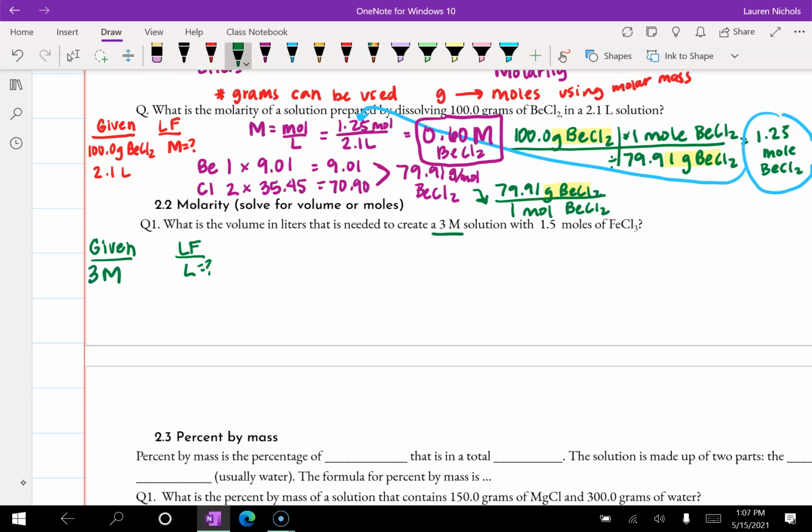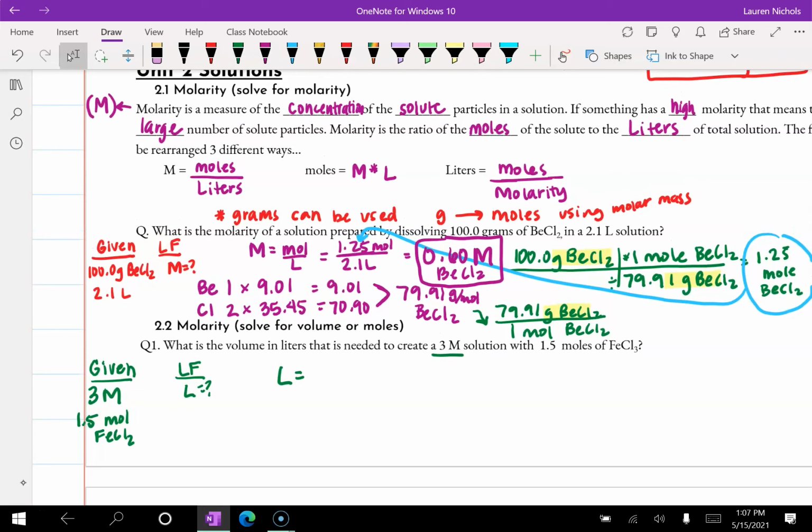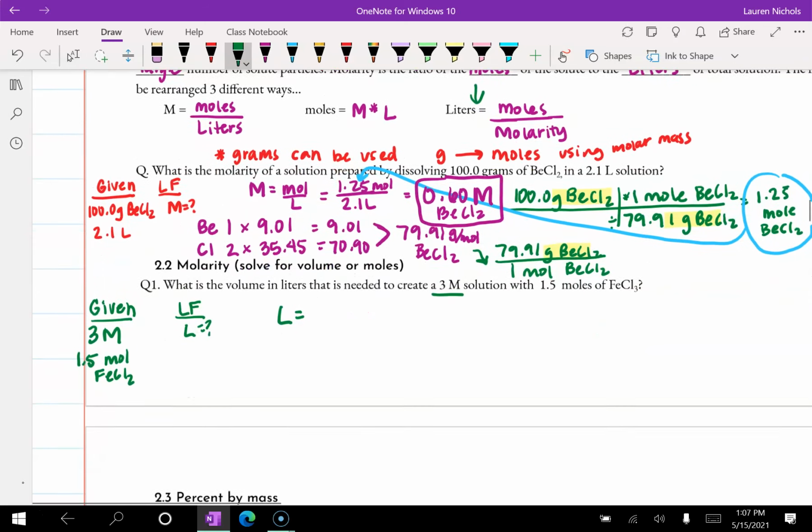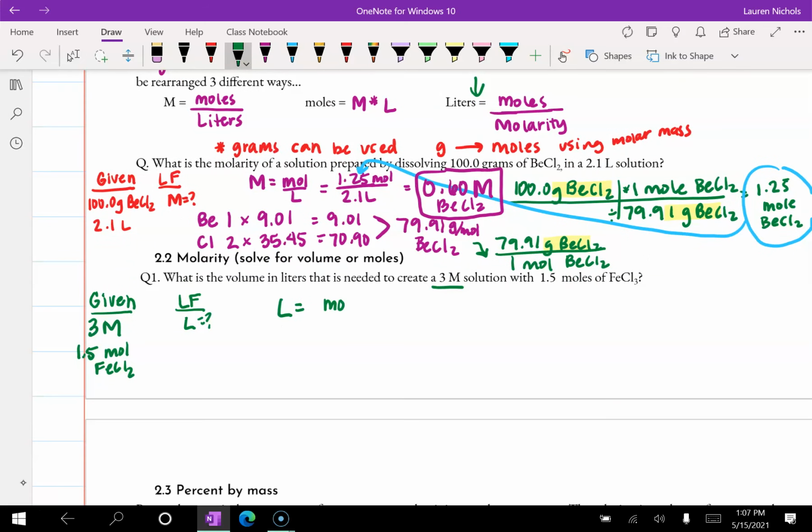So we're given 3 molar, and we've got 1.5 moles of FeCl2. Now, since they gave it to me in moles, I don't have to worry about molar mass or converting or anything like that. And since we want to know what our liters are equal to, we can use this formula right here. So liters is equal to moles divided by molarity.